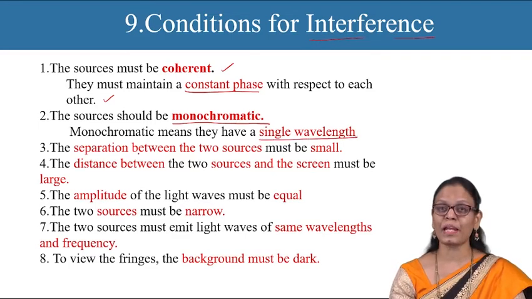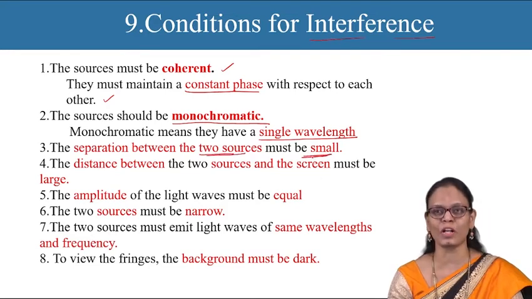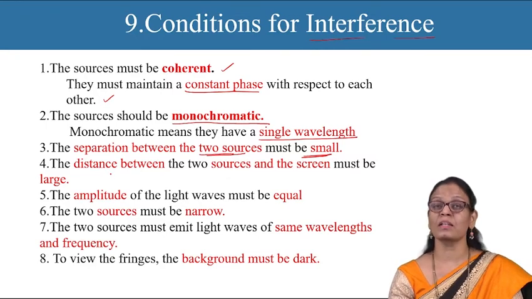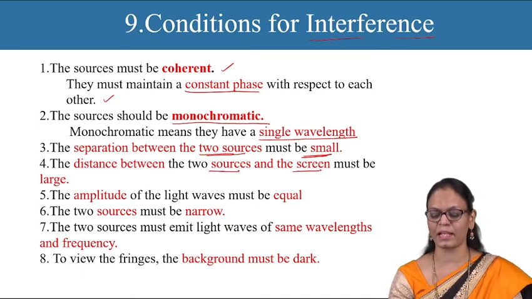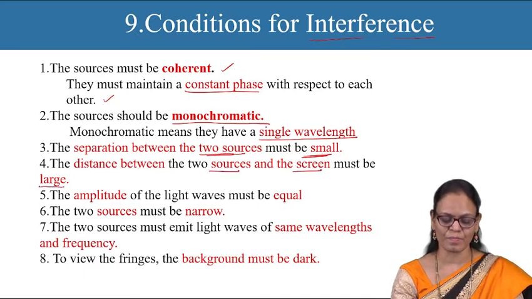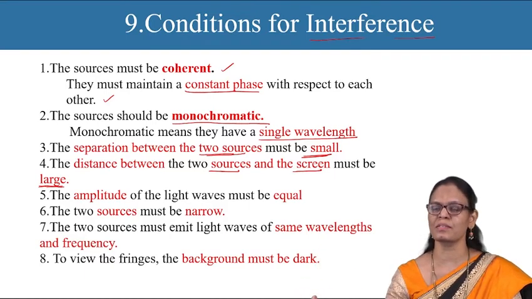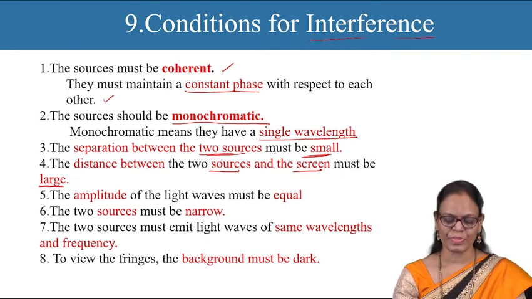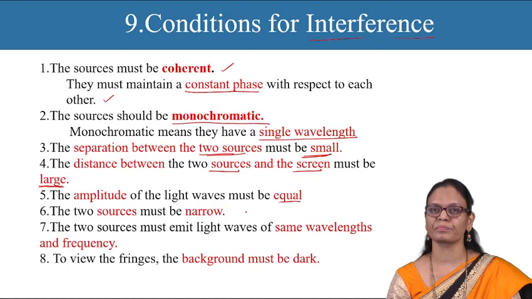Then the separation between the two sources must be small. We have talked about small d. Small d is the distance between the two sources. It should be very small. And then capital D is the distance between the source and the screen. It should be very large. So we have to keep the screen at a very large distance when compared to the distance between the two sources.